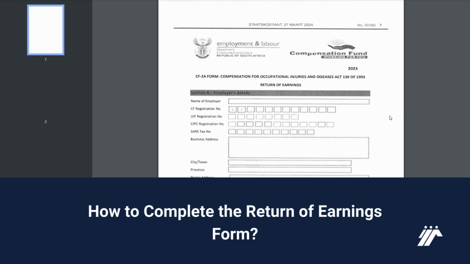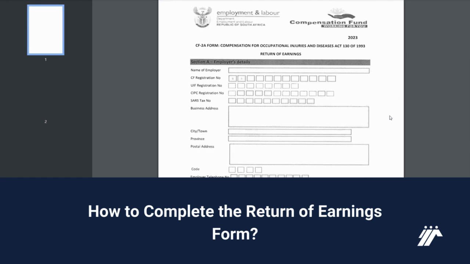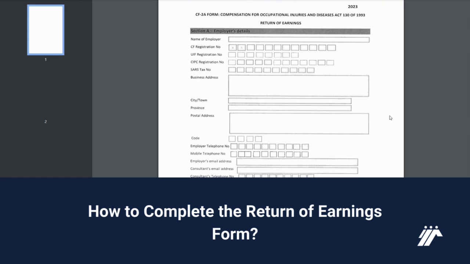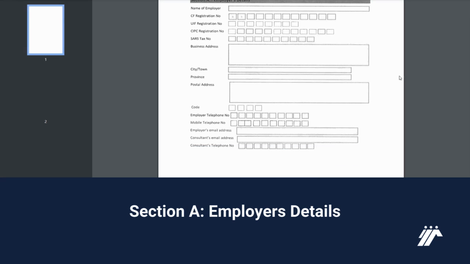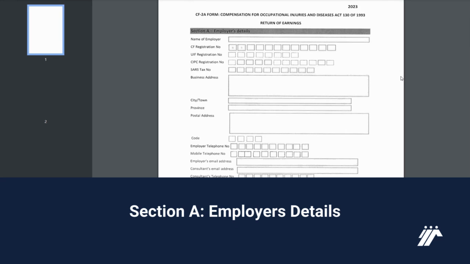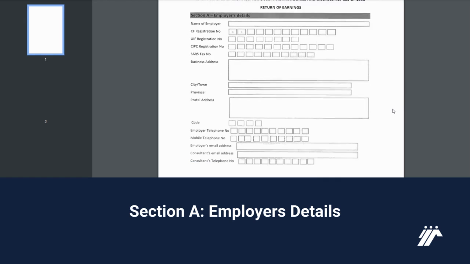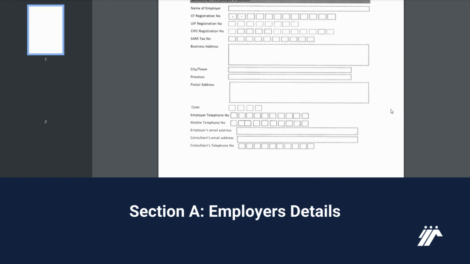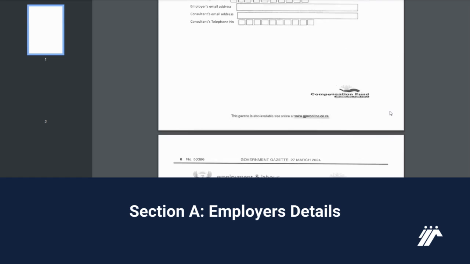Here we have our latest return of earnings form, which is the form required now to submit for April month. This one has 3 sections, section A, B, and C. The first section is for the employer's details. So what do we have to fill in here? Basically, it's all about the employer. Who is the employer? Company name, registration number, UIF registrations, tax numbers, business address. That is basically the business information. Who is the owner and where are they located? All that basic information. Okay, perfect.